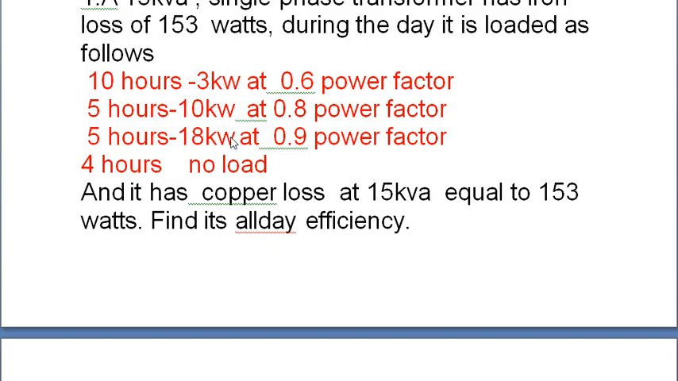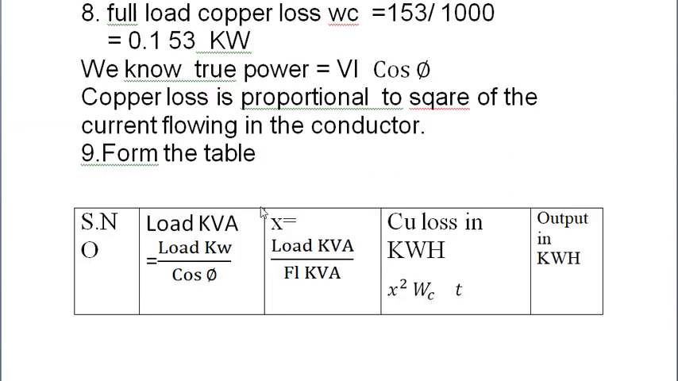Similarly here. So that is what this says. Load kVA is equal to load kW divided by cos phi. So then once you know the load in kVA, then we can calculate what is the percentage of utilization of the capacity of the transformer. So load kVA divided by full load kVA. Here full load kVA means transformer rating or capacity. Then another column we get here, we calculate copper loss in kilowatt hours, and it is given by X square into WC into T.